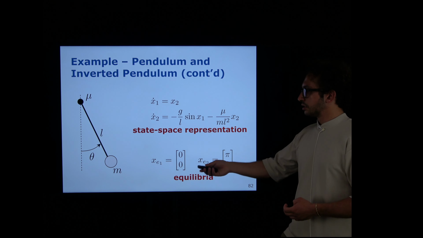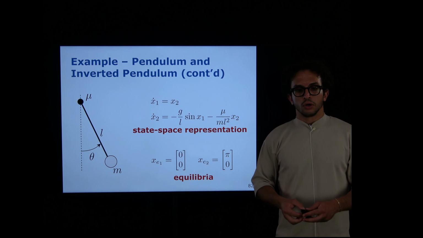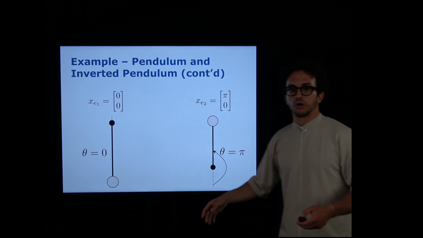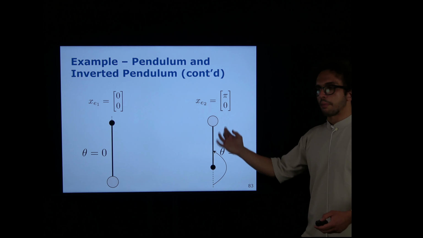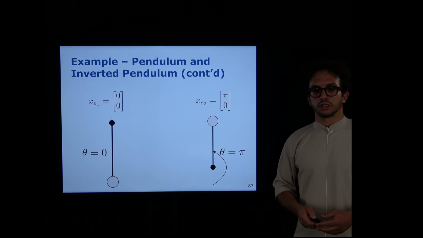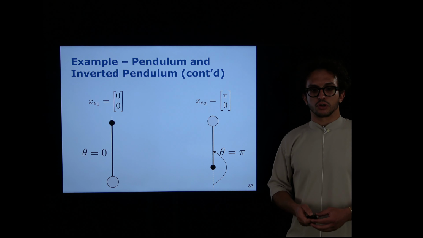In fact, this is the case, two equilibria, which look like this. In one, the pendulum is pointing down and theta is equal to 0. In the other, the pendulum is balanced up with theta equal to pi. And the intuition is exactly what we mentioned before in the course.